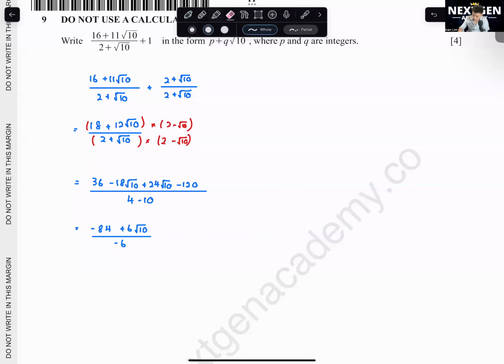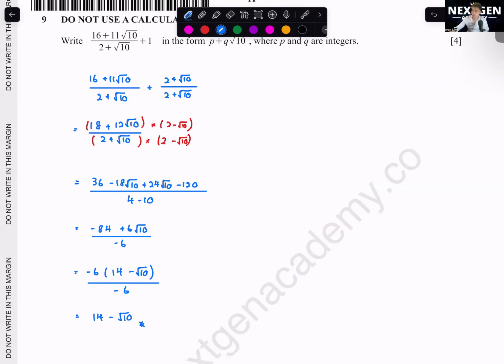We do like that first. We factorize out minus 6 at the top. Minus 6, 84 divided by 6, this will be 14 minus surd 10 over minus 6. Cancel both the minus 6 out. We'll get 14 minus surd 10. This one is 3 marks for you. Number 9. If good, please type 9.